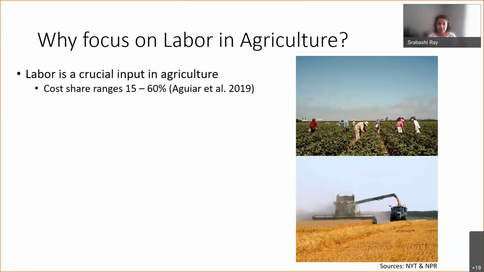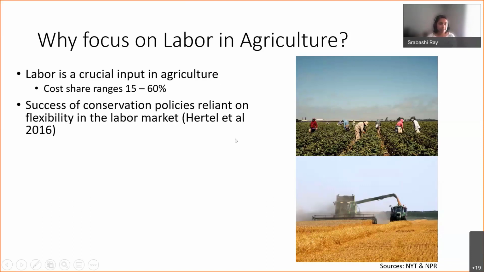Labor is an important and very crucial input to agriculture. Its cost share ranges between 15 to 60% of cost of production. So because of that, the success of conservation policies, such as retiring land to protect biodiversity or restricting extraction of groundwater, relies on the flexibility of the labor market. In a review article in 2016 by Professor Hurtle and others, they have argued that our ability to predict the success of conservation policies really depends on our ability to understand how the labor market responds to these conservation policies.